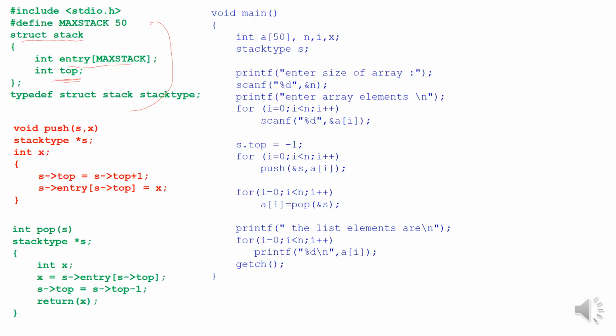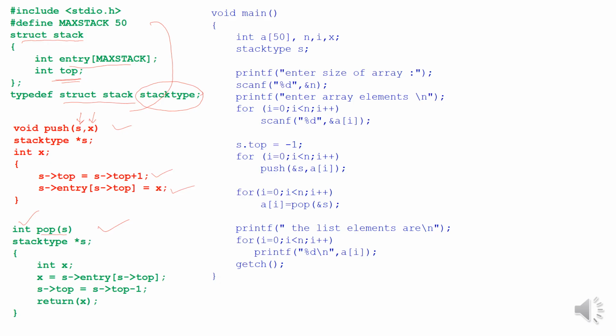The name is struct stack. Instead of using two words, we redefine it as stack type. Then push function and pop function. In the push function, s is your stack and x is the element to be pushed onto the stack. For pushing, always we increase top and the element is placed in the top location. Suppose pop s, pop stack. The topmost element will be popped and returned. So pop removes one element from the stack and returns the removed element.